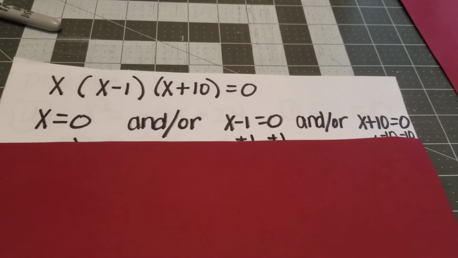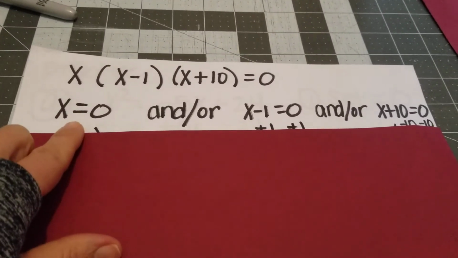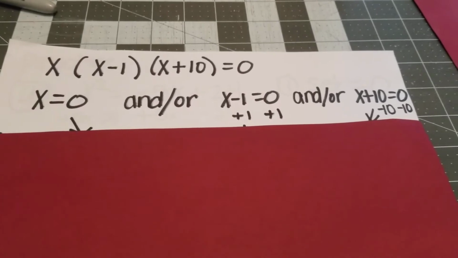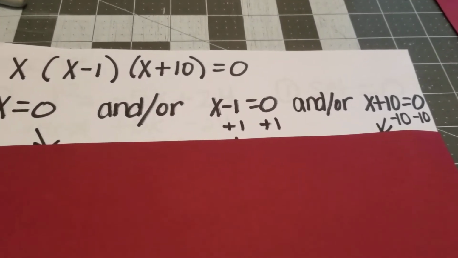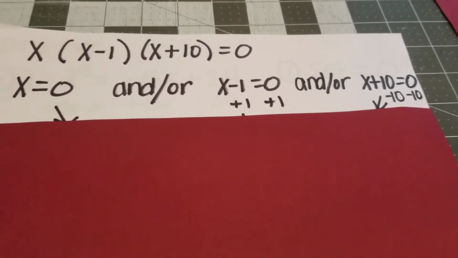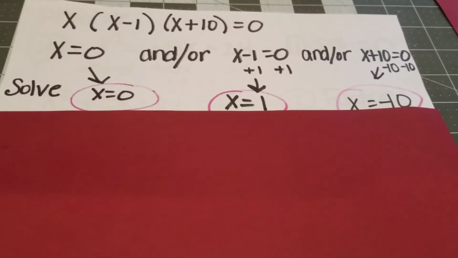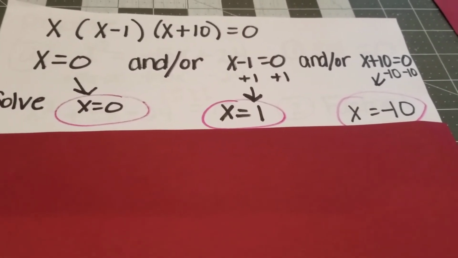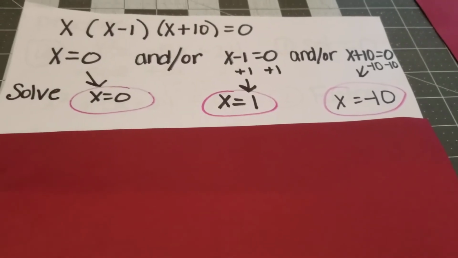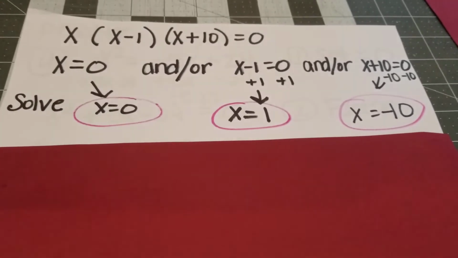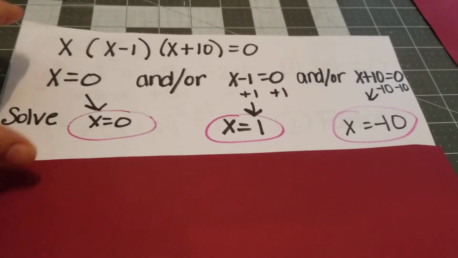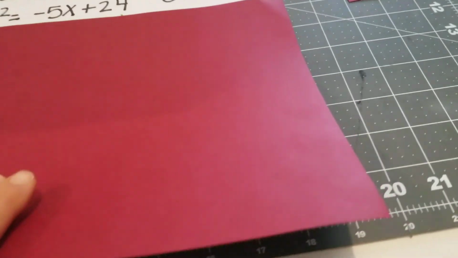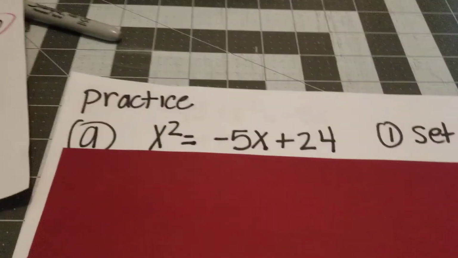So we solve. X is equal to 0, nothing to solve there. X minus 1 equals 0, we add a 1 to both sides. And x plus 10 equals 0, we subtract a 10 from both sides. So then we solve and we end up with x is equal to 0, x is equal to 1, x is equal to negative 10. So that's the solution for that factored equation, okay? So then we're going to move ourselves to practice A.